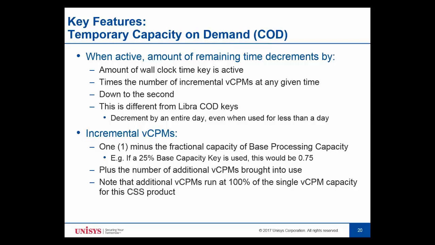It'll give you the capacity to increase by the number of virtual CPMs that you would like to increase it by. So 1 minus the fractional capacity of the base processing capacity. So if you have a 25% base capacity key in use, that would be 75% of 1 day for a full 24 hours, plus the number of additional virtual CPMs that you bring into use, and additional CPMs run at 100%. So in other words, you can't run at 1.5 virtual CPMs. Your option would be to take your base system up to 1 CPM and then increments of 1 CPM after that. So 2, 3, or 4 CPMs.